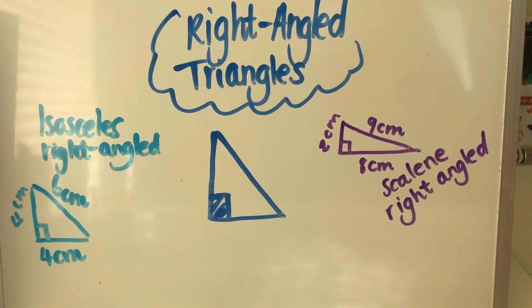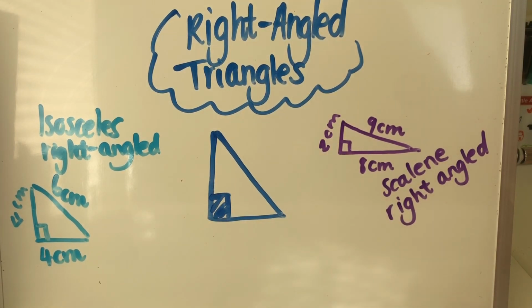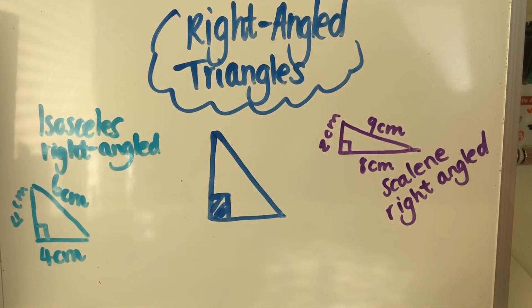A quite tricky question to maybe ask people is why can you not get a right angled equilateral triangle? And the answer to that is that equilateral triangles need to have 60 degrees at each angle, and a right angle is 90 degrees. So you do not get equilateral right angle triangles, but you do get isosceles and scalene ones.